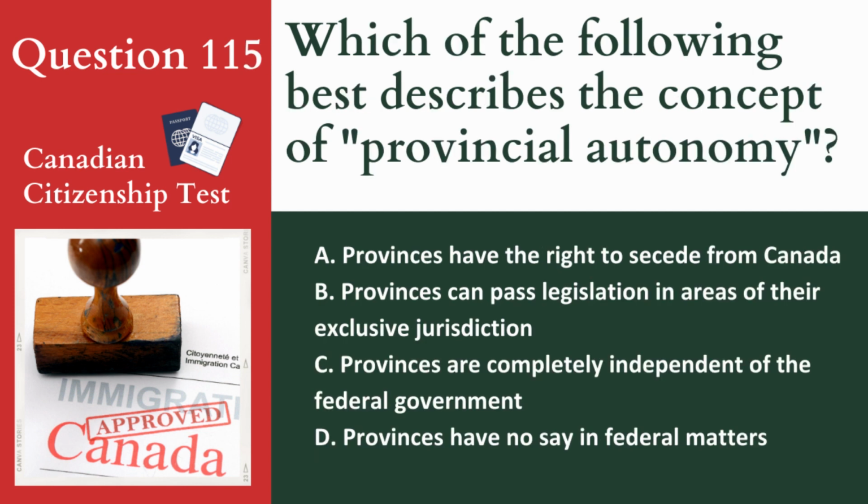Question 115. Which of the following best describes the concept of provincial autonomy? A. Provinces have the right to secede from Canada. B. Provinces can pass legislation in areas of their exclusive jurisdiction. C. Provinces are completely independent of the federal government. D. Provinces have no say in federal matters.